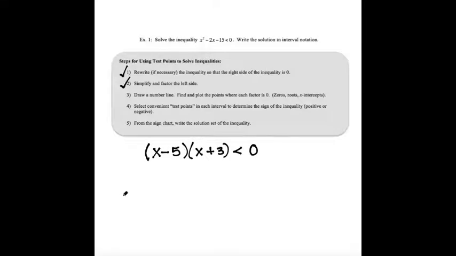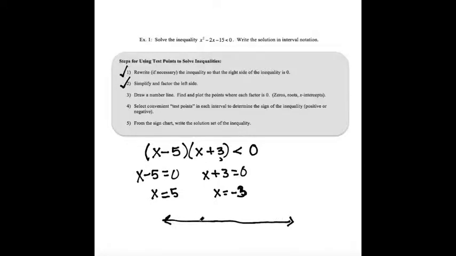Step 3 says draw a number line and find and plot the points where each factor is 0. So what I'm going to do first actually is find where these equal 0. Okay, so x minus 5 equals 0, and x plus 3 equals 0. That's going to give me x equals a positive 5 and x equals a negative 3. Now I'm going to draw my number line, and I'm going to put those values on it. So here's negative 3 and here's 5. Okay, so that's step 3.